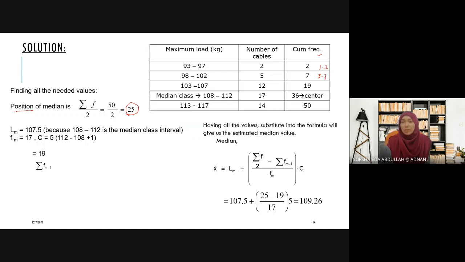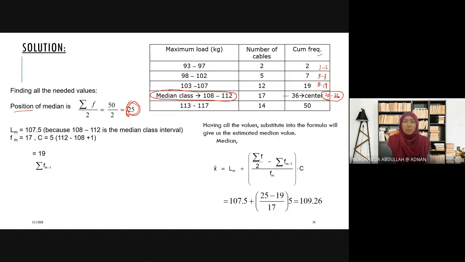For 103 to 107, the last position is 19, meaning the 8th to 19th data have values between 103 and 107. And 108 to 112 covers positions 20 to 36. So the position 25, the position we obtained from n over 2, is here between 20 and 36, in this class. So this class, 108 to 112, is the median class. The fourth class is the median class.